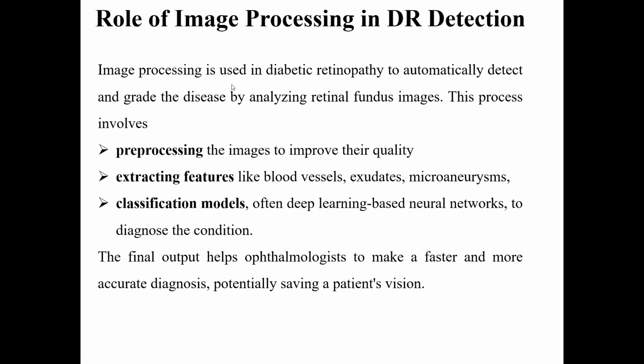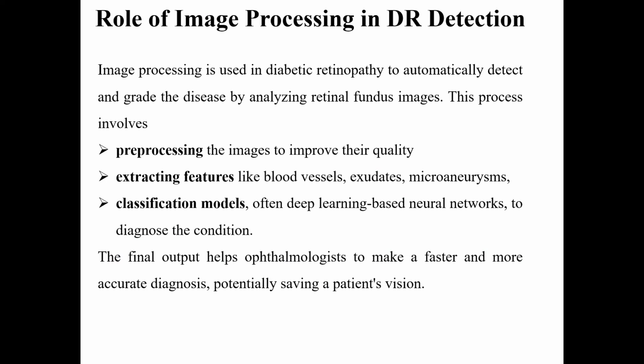So, what is the role of image processing? Image processing is used in diabetic retinopathy, as I already told, for automated detection and also to grade the disease by analyzing the retinal fundus images. This process primarily involves three stages: pre-processing, which is used for improving the raw image quality; then extraction of features like blood vessels, exudates, and microaneurysms; and finally, the classification model.